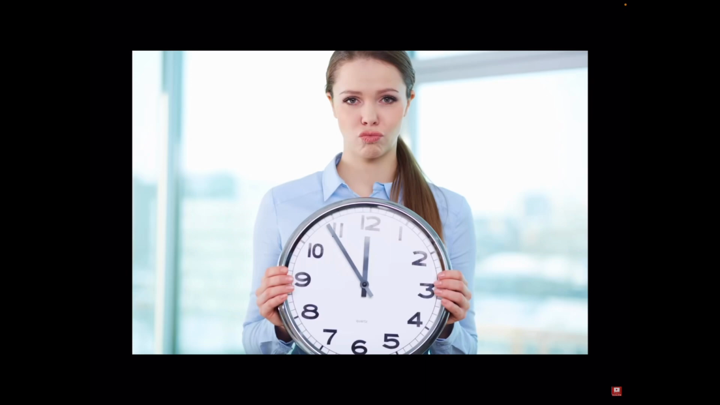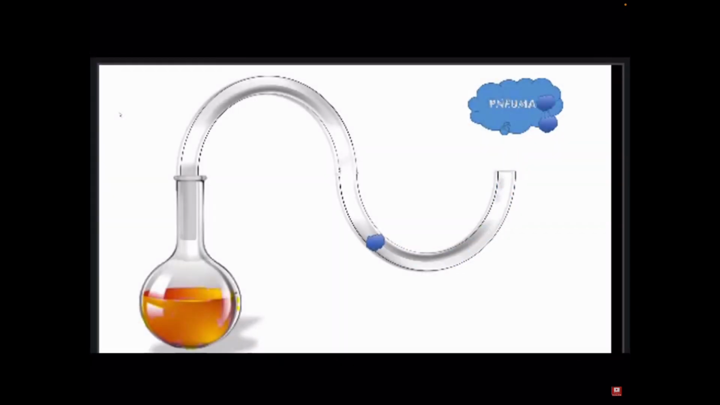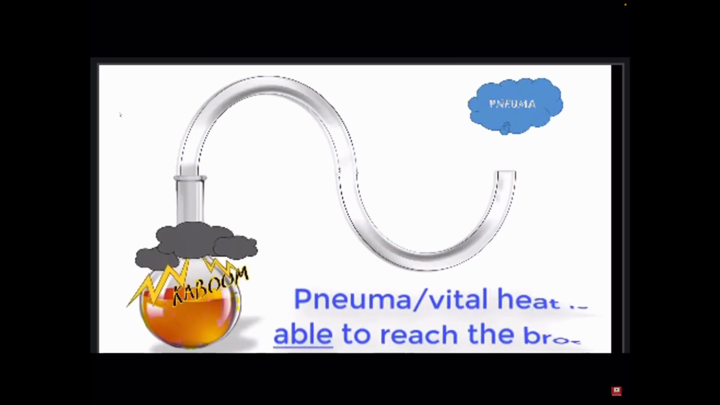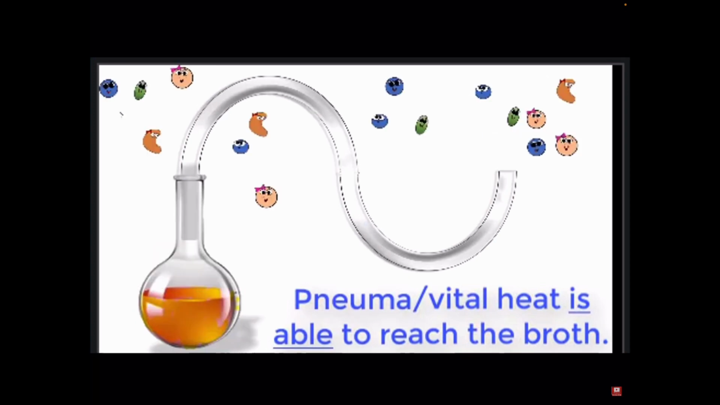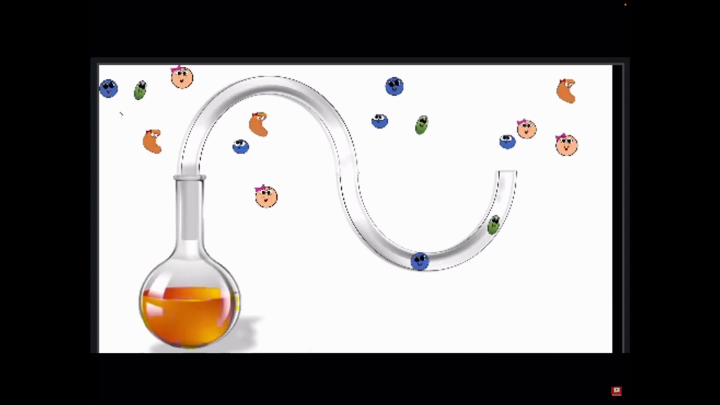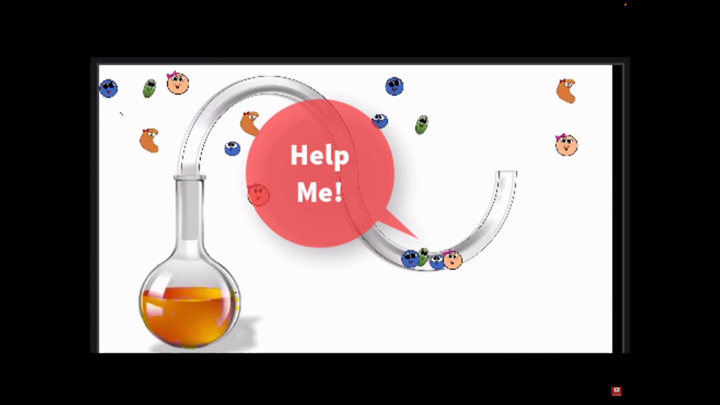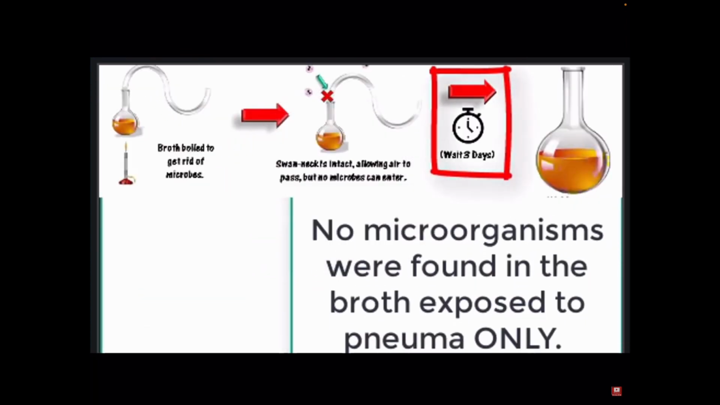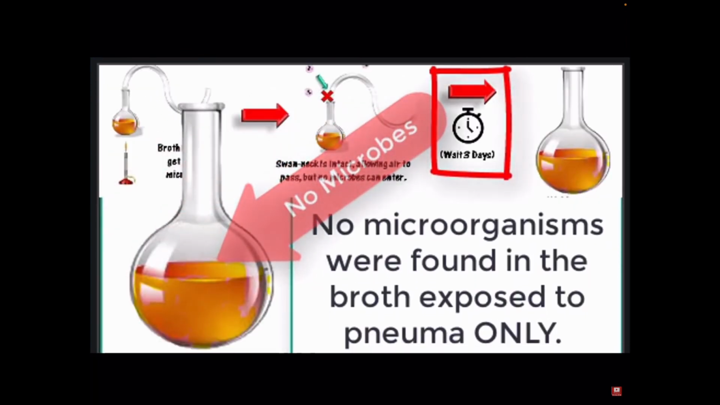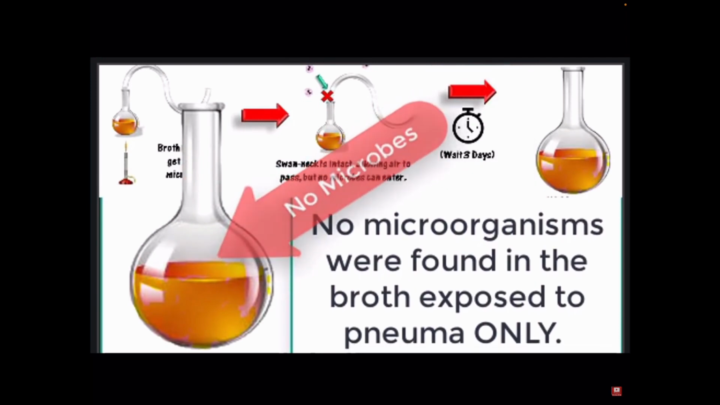Then, the swan-necked flasks with broth were incubated for a few days. Pneuma, or vital heat, had access to the broth during this incubation period, but any microorganisms that would be in the air would not have access to the broth. After the incubation was done, they found no microbes, no microorganisms. The vital heat and pneuma was able to get through, but no microbes.